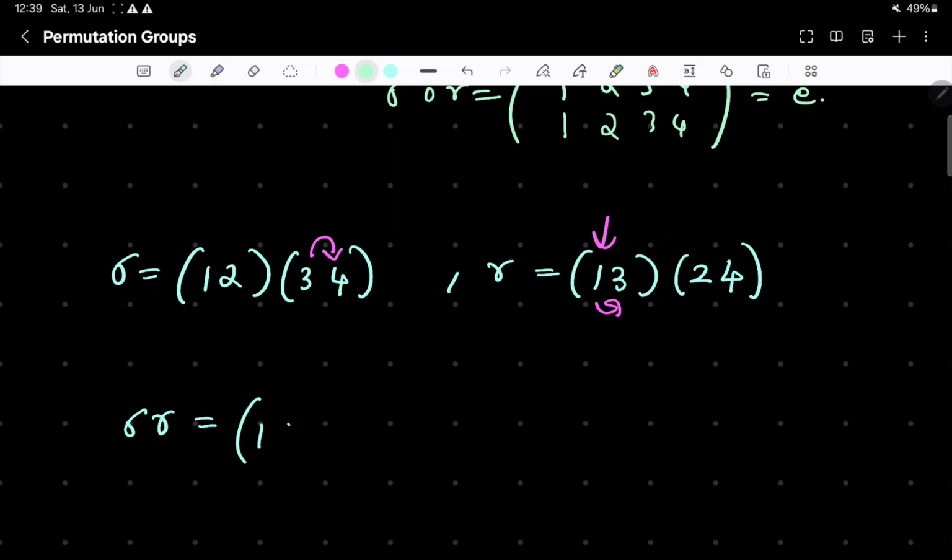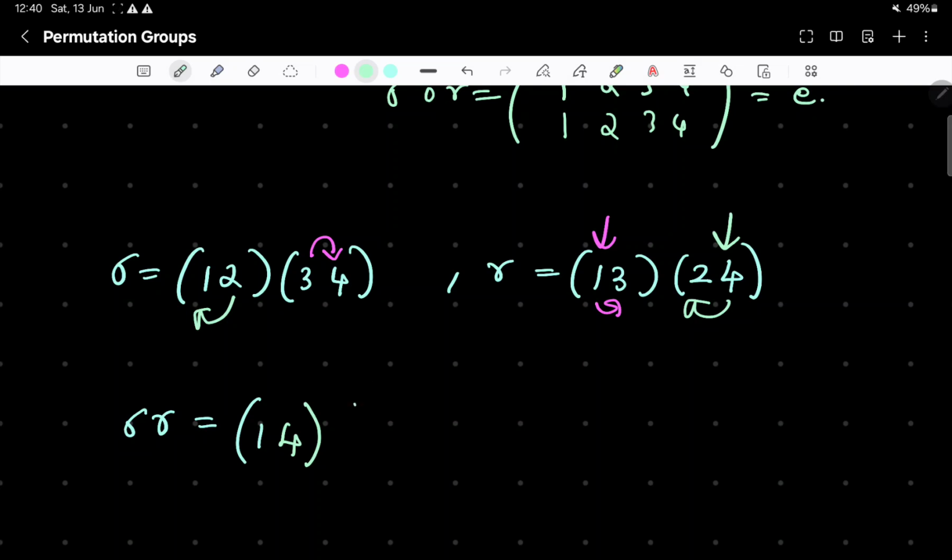Now very important. Don't close it because you didn't reach where you started. You started from 1, now you reached 4, so write 4. Now that 4, you have to start from the right side. So 4 goes to 2. Where does 2 go? 2 goes to 1. Now you can stop because you reached an element where we already started. So this is (1 4).